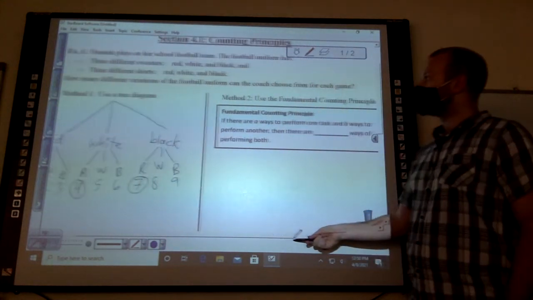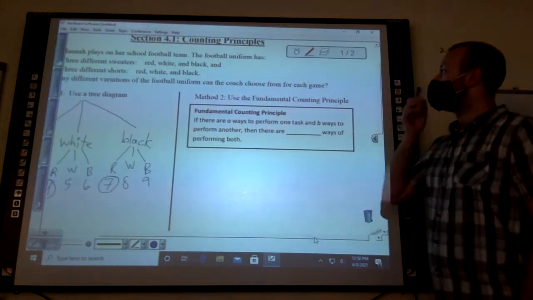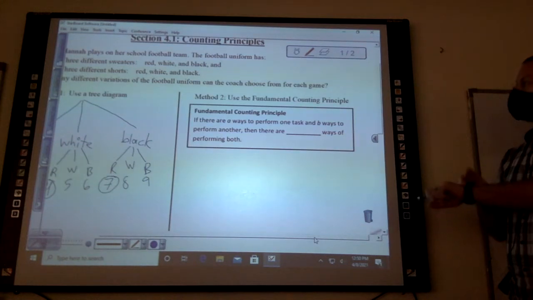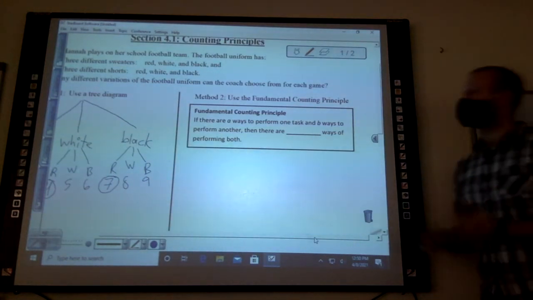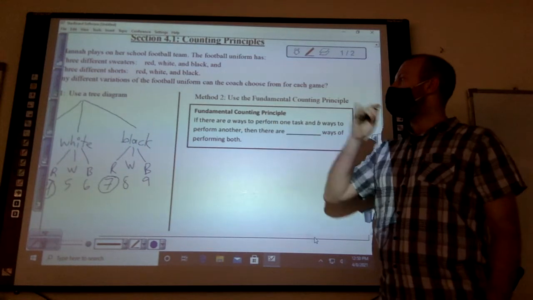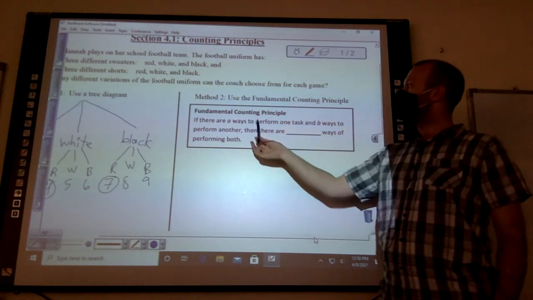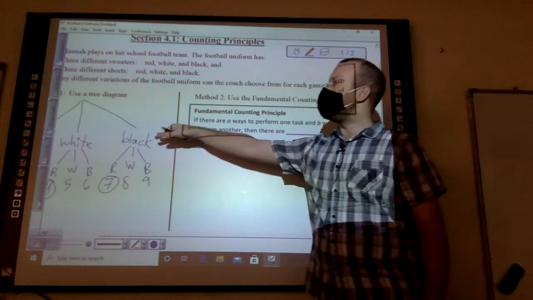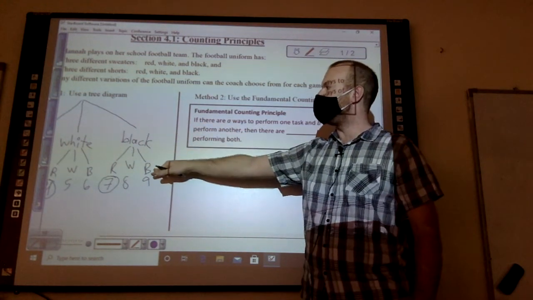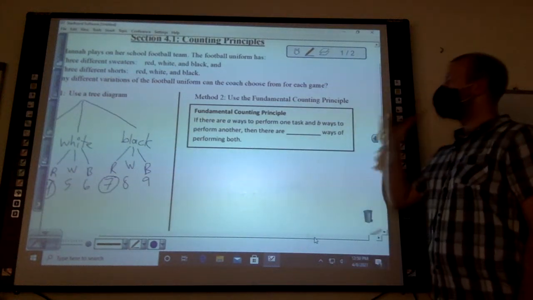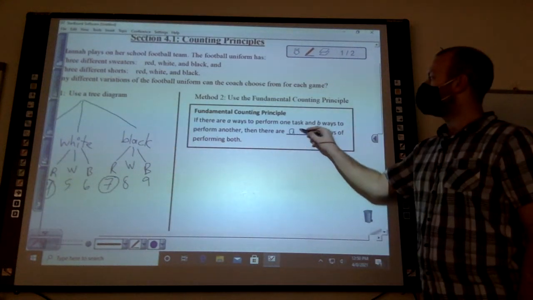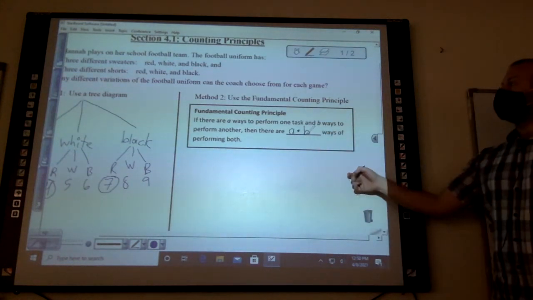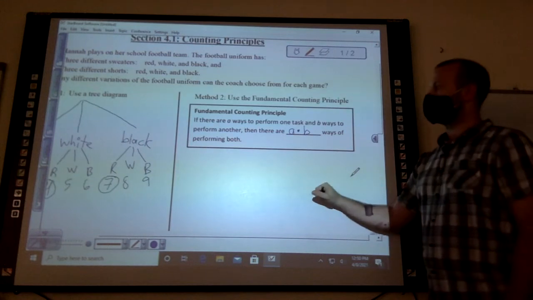So thankfully, we have something called the fundamental counting principle. The fundamental counting principle just says this. If there are A ways to perform one task and B ways to perform another, so A options for sweaters, B options for shorts, then to get the total number, I just go A times B. And that's going to make our lives a whole lot simpler in this case.